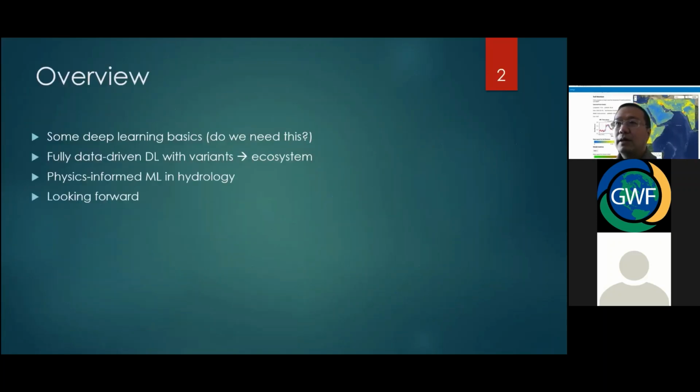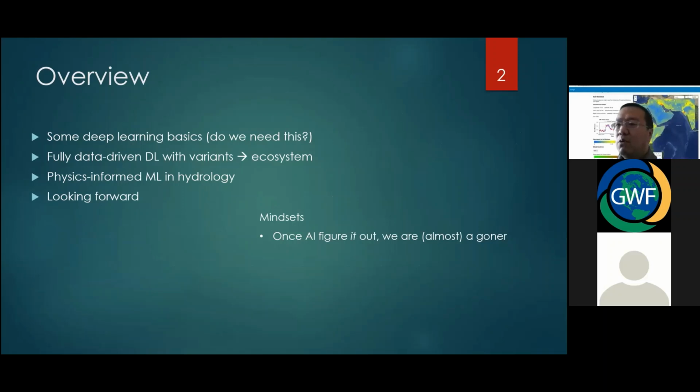All right, so the overall outline of the talk. Martin, do you think I should talk a little bit about basics about machine learning or deep learning? Yes, definitely. Thank you. Then I will talk about some of the full data-driven approaches, which can go a long way. And then talk about physics-informed machine learning and hydrology and how we look forward.